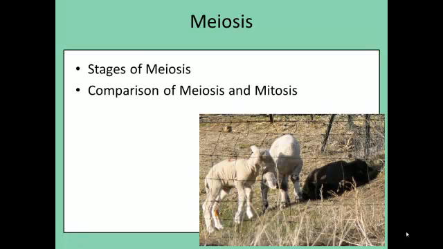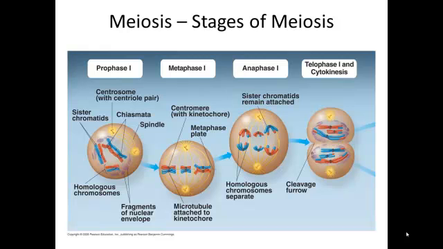Concept 13.3, Meiosis. In this concept, we're going to be going over the stages of meiosis and then compare meiosis with mitosis. So, the stages of meiosis. It all begins with prophase, like in mitosis. But meiosis will have two nuclear and cellular divisions. So we call the first prophase, prophase 1. It's nice when the terms make sense.